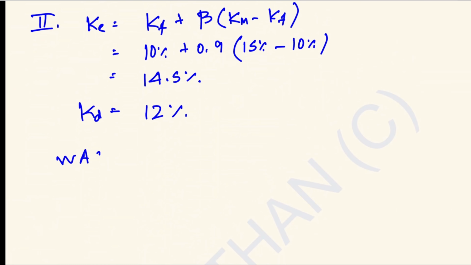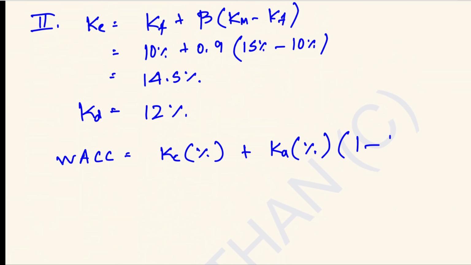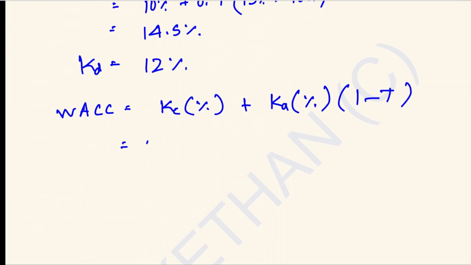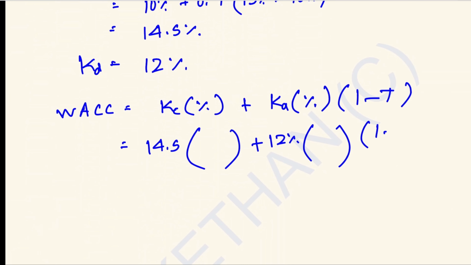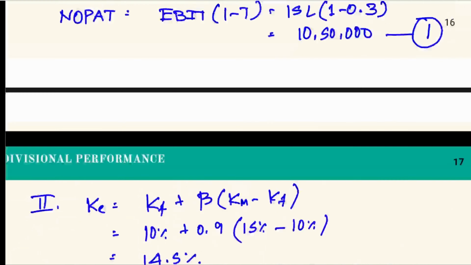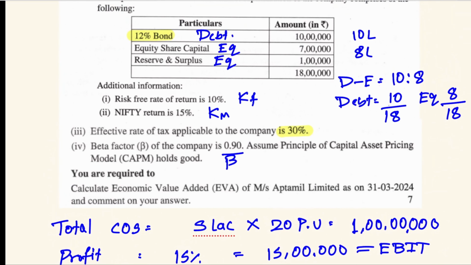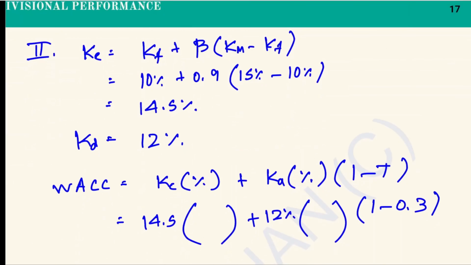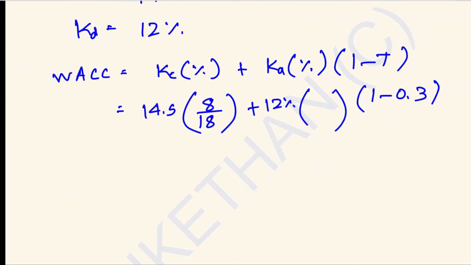Now we can calculate weighted average cost of capital: KE into its percentage plus KD into its respective percentage into 1 minus tax. So KE is 14.5. Then what percentage? We will see KD is 12 percent and 1 minus 0.3. So debt equity ratio we calculated. Debt is 10 by 18, equity is 8 by 18. When you solve this, you will get weighted average cost of capital of 11.1111 percent.